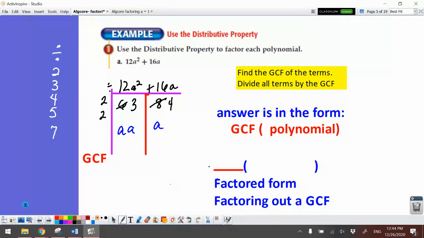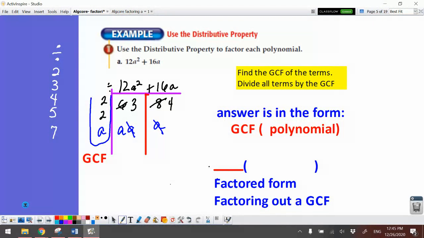So how many A's do I have? I have 2 A's in this column and I have 1 A in this column. So when I factor out the GCF, I see that I can take 1 A out. And I went ahead and crossed out the A that I took. Now there's nothing else left. There's nothing here for me to take.